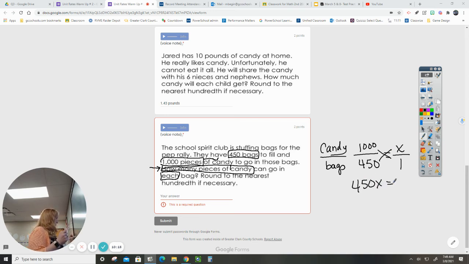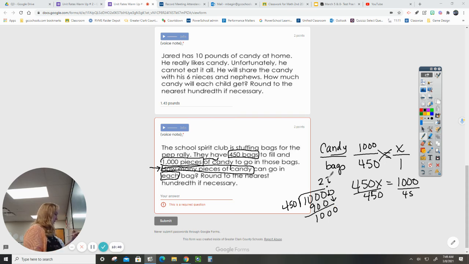450x equals 1,000. Divide both sides by 450. Off to the side to do it. 1,000 divided by 450 is 2, 900. Bring down a 0. Oh, I got 2 again. Okay, so I have this feeling it's going to keep going. So I get 900 again, 1,000 again. So we notice that there's a repeat, which means this will be 2.